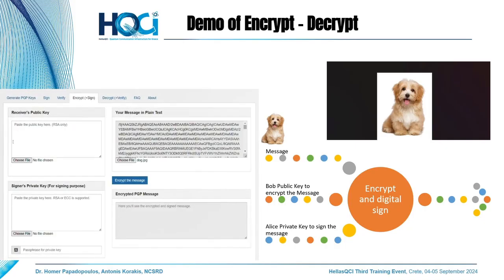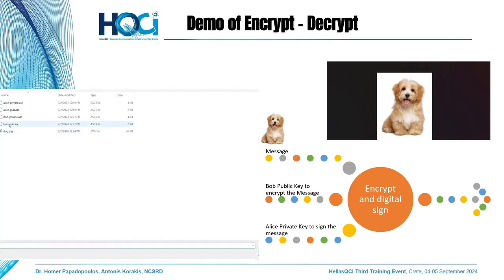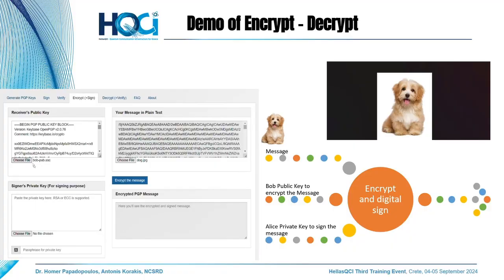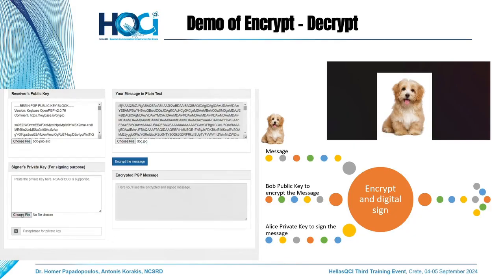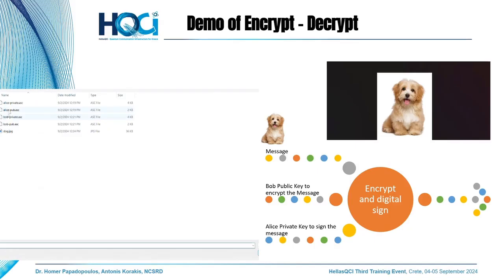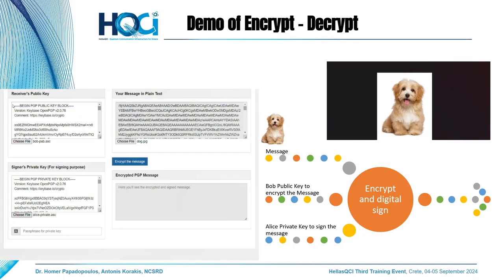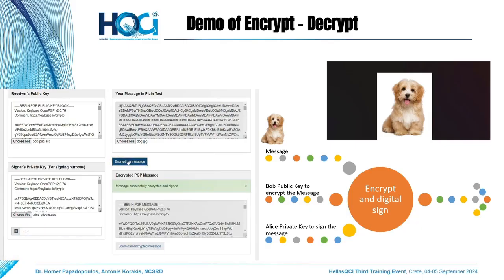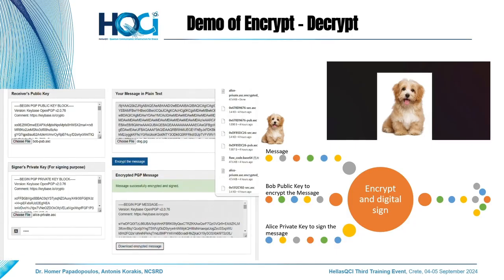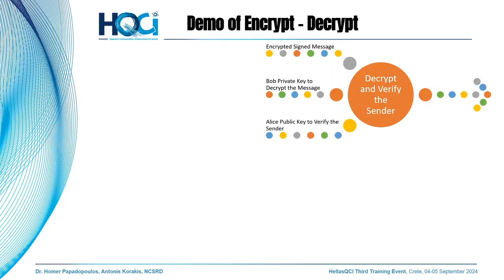So Alice wants to send the message. We put it there. We choose Bob's public key. We put it there. And then we want to sign, so we choose Alice's private key and add it there. We use some password for protection, nothing more than that. This is the encrypted message. We download it, and we send it via email, for example.